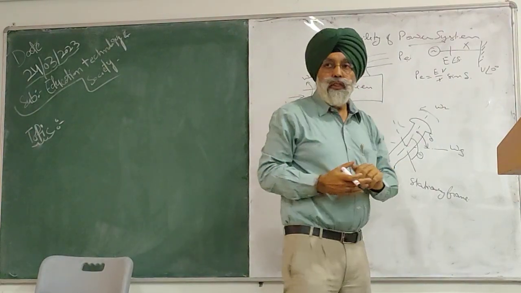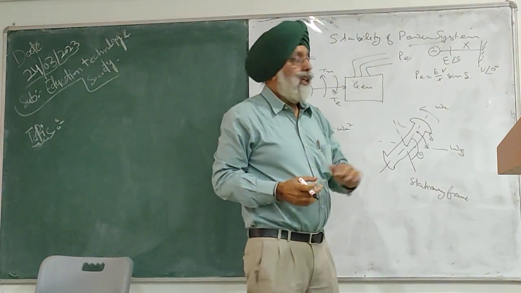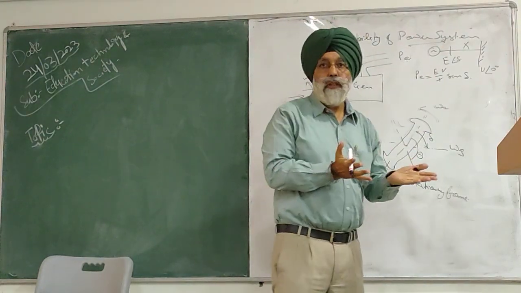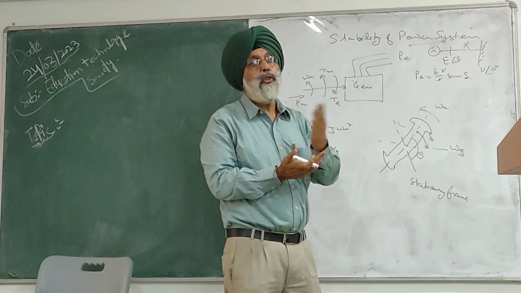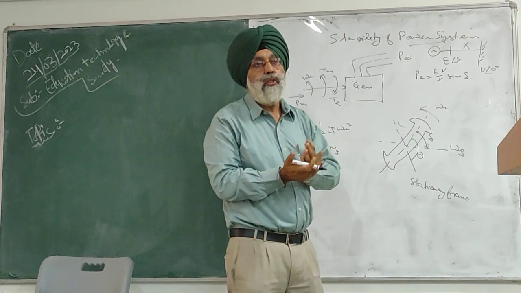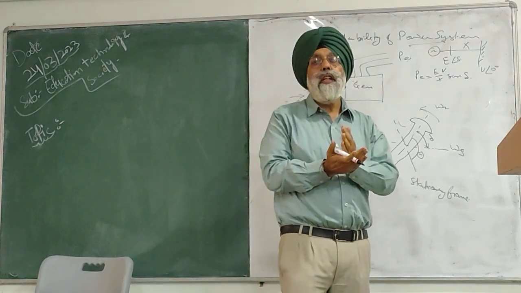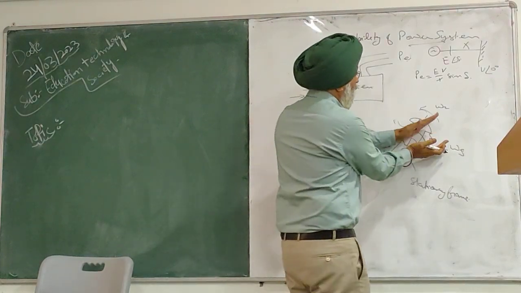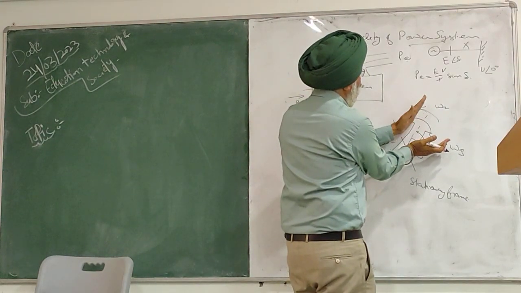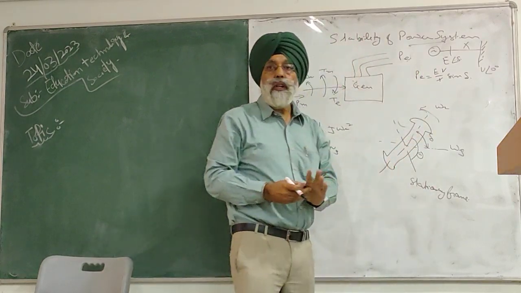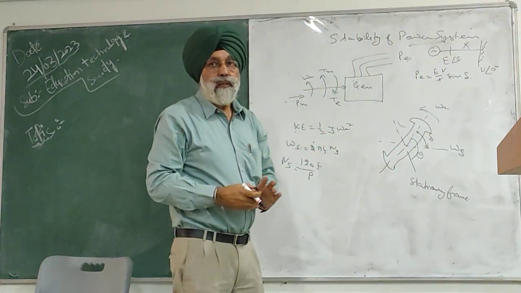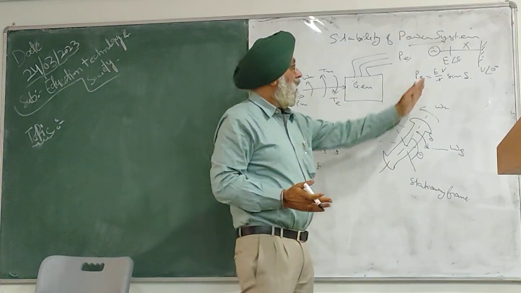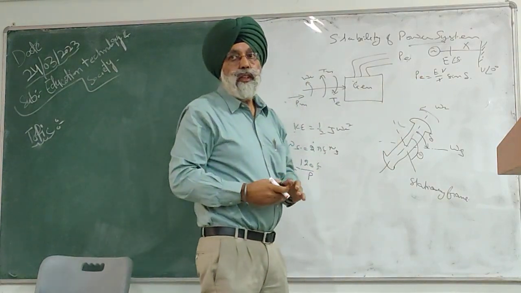Now if delta is equal to 0, then no power will be transferred. The generator is not producing any power in that case. So in order to produce some power, delta is required. So we need this delta. As we increase delta more and more, we will get more and more power from the machine. But there is a limit up to which we can increase this delta.